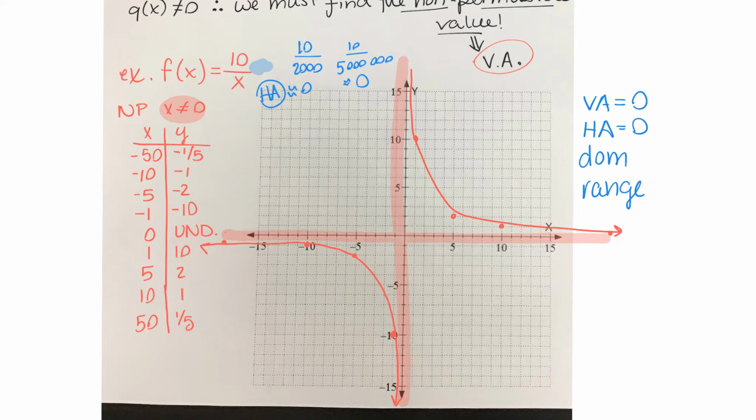So my domain is going to be x is an element of all real numbers, but x cannot be what? x cannot be 0. Range is the same. Range is an element of all real numbers, but y cannot be 0.